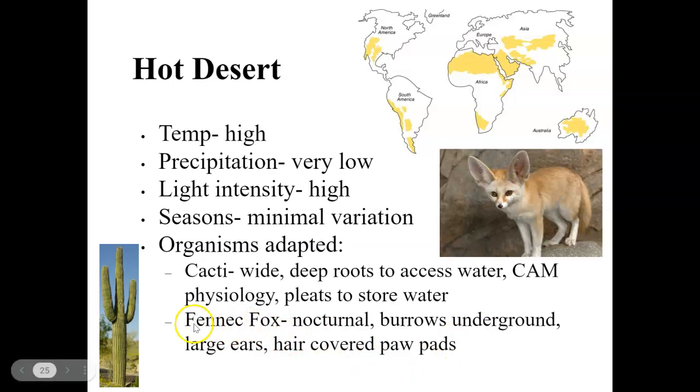The fennec fox is a good example of an animal that is adapted for the hot desert. It has nice camouflage for a sandy or rocky, sedimentary rock is what I'm trying to think of. They tend to be nocturnal, which allows them to hunt at night when it's cooler and there's less competition. And then that way they can sleep during the day when it's really, really hot out.